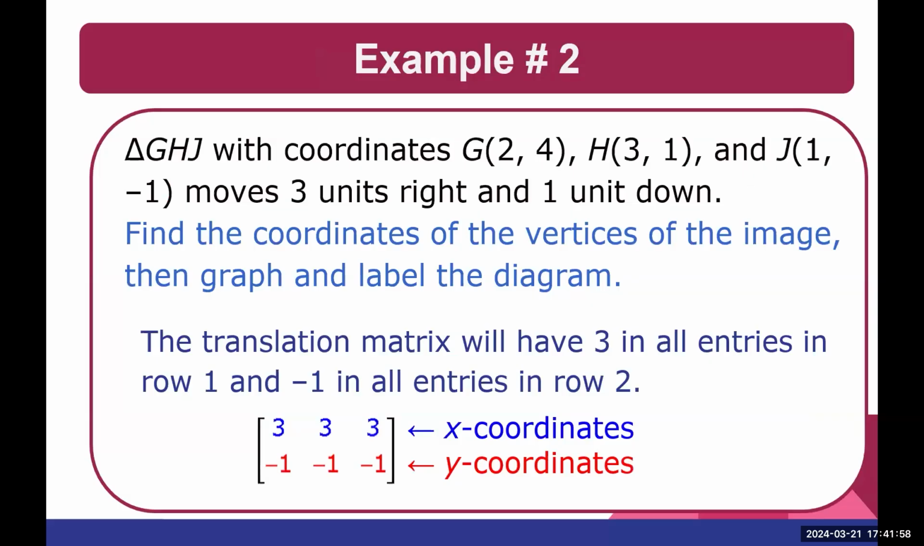Now we have another example here. Triangle GHJ with coordinates G being 2, 4, H 3, 1, and J 1, -1 moves 3 units to the right and 1 unit down. We're required to find the coordinates of the vertices of the image, then graph and label the diagram. The translation matrix will have 3 in all entries in row 1. Why does it have 3 in all entries in row 1?